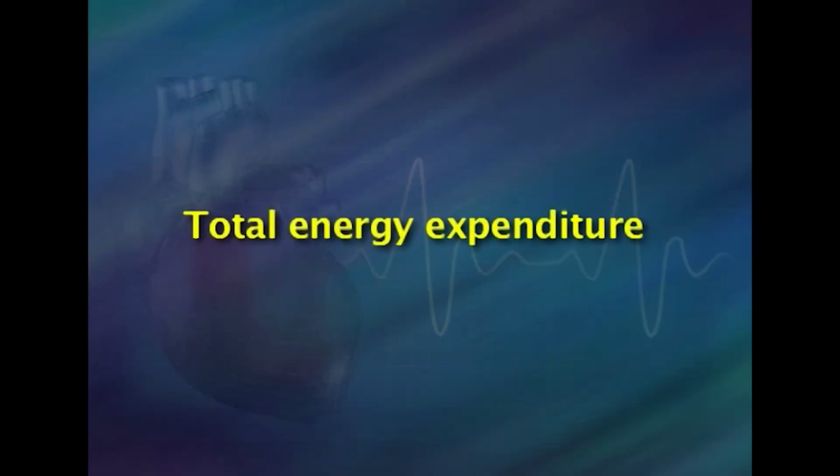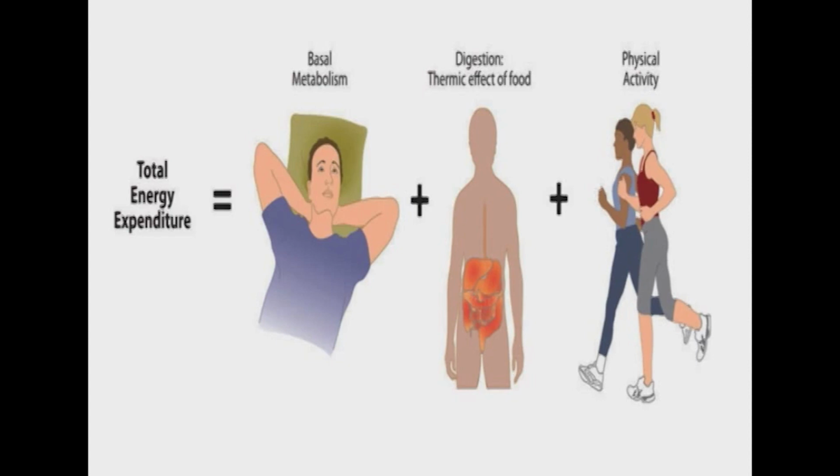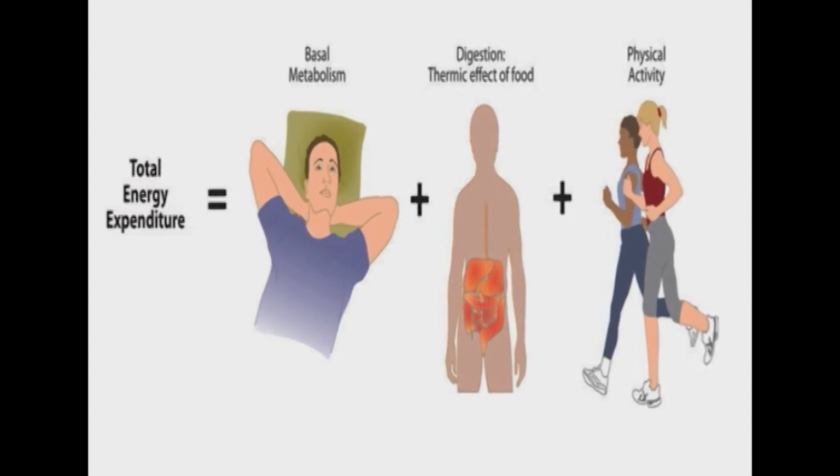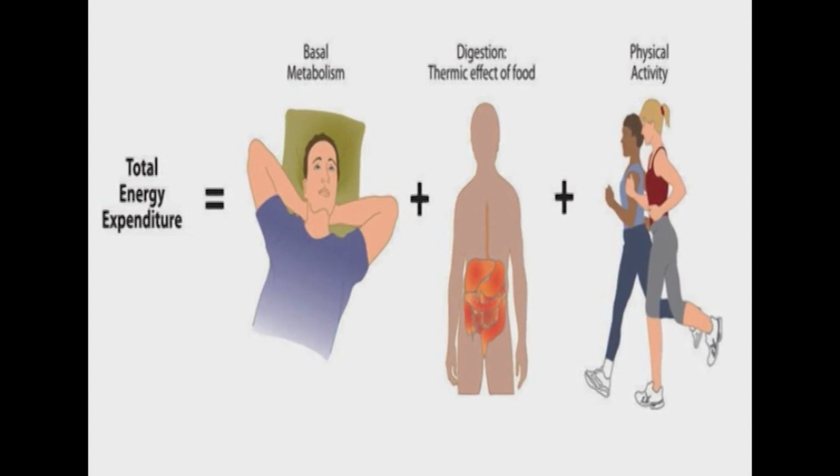Total energy expenditure is the energy spent on average in a 24-hour period by an individual or a group of individuals. By definition, it reflects the average amount of energy spent in a typical day, but it is not the exact amount of energy spent each and every day.